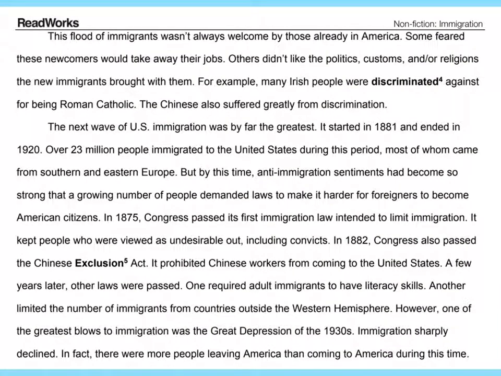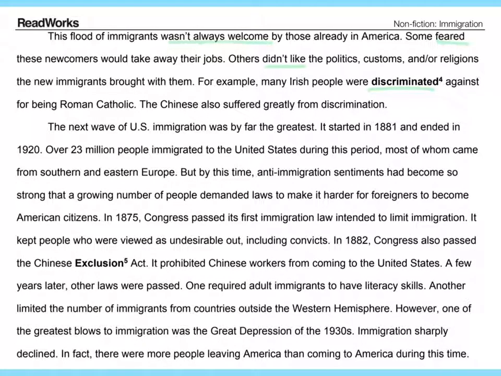Now, paragraph 4 continues with what's happening in that first wave by mentioning that they weren't always welcome and that people feared them. So we've got, wasn't always welcome. They were feared or just not liked because of other reasons. So this led to discrimination.